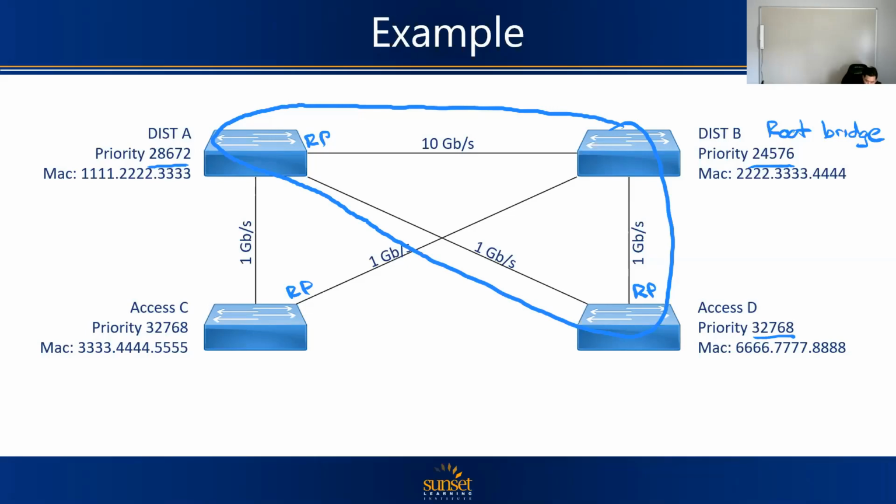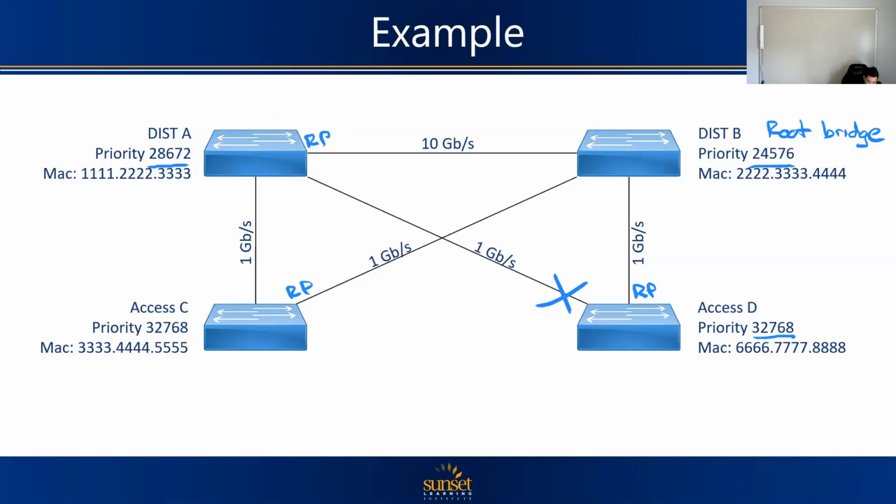So the port that I'm going to be blocking in this case is this right here, okay? And that's purely based on the fact that I am the worst switch within this loop topology. Typically the worst switch is the one to have the blocking port. Once we have figured that out, I guess we can take a look at the second topology here.